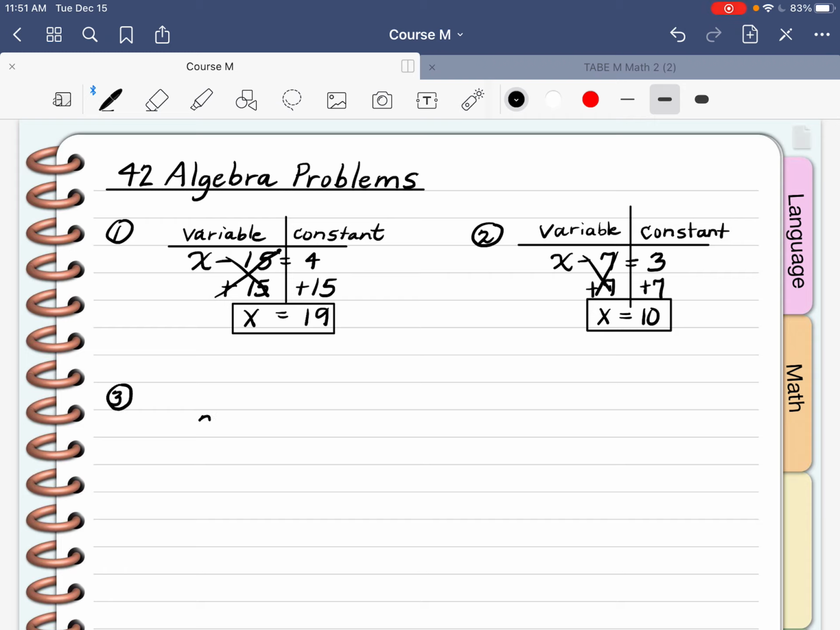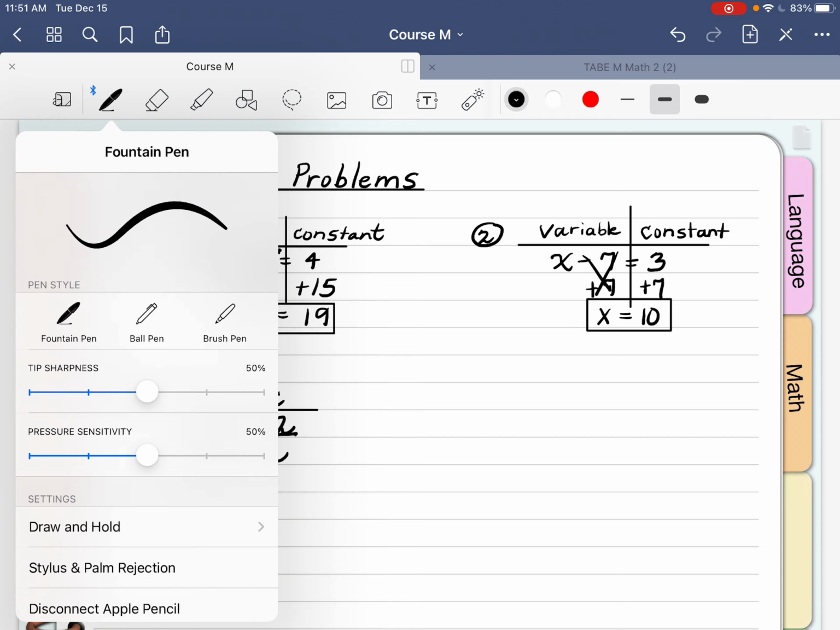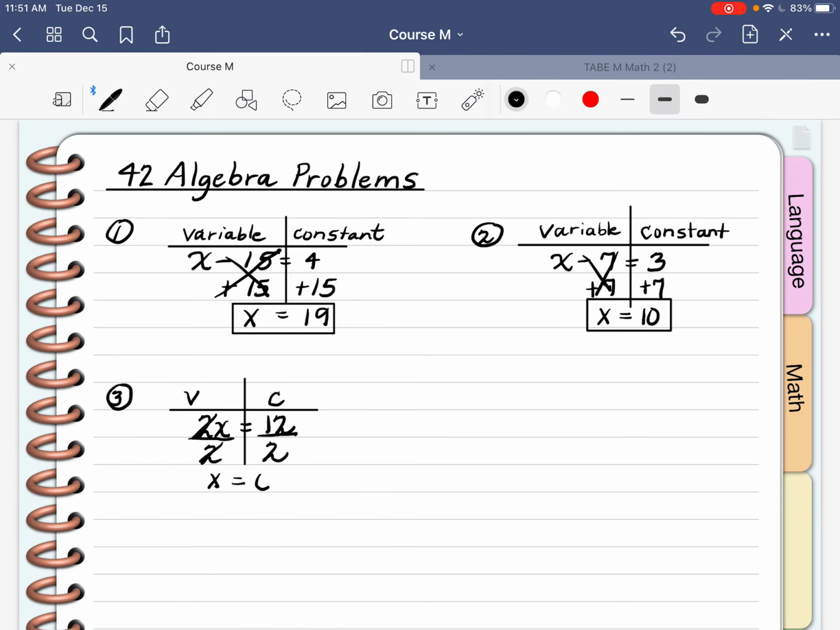Number 3, 2x equals 12. This is a one-step multiplication problem where the variable is on the left, the constant is on the right, and I need to divide the coefficient. Cancel, copy. X is 6. On the back of that card, go ahead and write the 6.